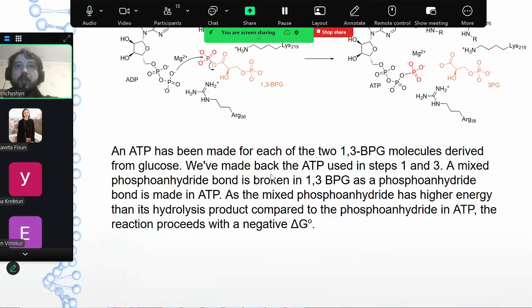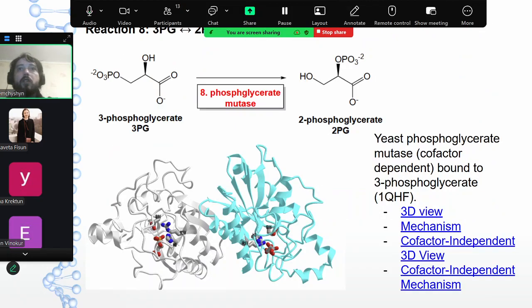So an ATP has been made for each of the two 1,3-BPG molecules derived from glucose, and we made back the ATP used in steps 1 and 3. A mixed phosphoanhydride bond is broken in 1,3-BPG as a phosphoanhydride bond is made in ATP. The mixed phosphoanhydride has higher energy than its hydrolysis product compared to the phosphoanhydride in the ATP. The reaction proceeds with negative delta G naught.